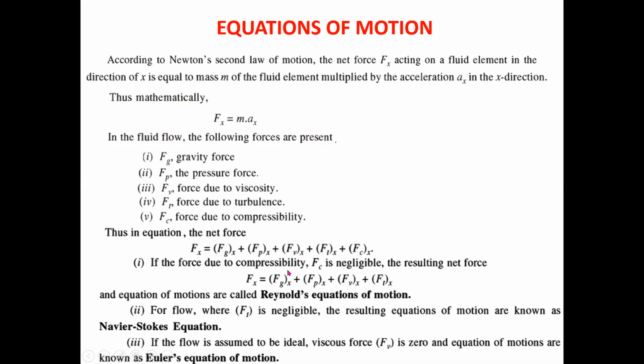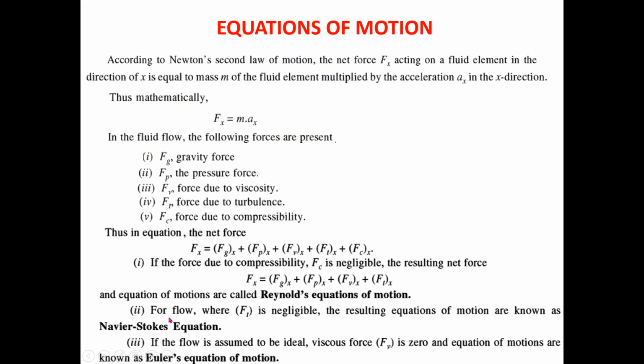Suppose the force due to compressibility is negligible, nothing but if the fluid is not compressed, so there won't be any compressibility force. If you remove this compressibility force, the net force becomes Fg, force due to gravity, force due to pressure, force due to viscosity, and force due to turbulence. So Fx is equal to all these forces, and this equation of motion is called Reynolds equation of motion. If you are removing only the compressibility force, the equation is called Reynolds equation of motion, right?